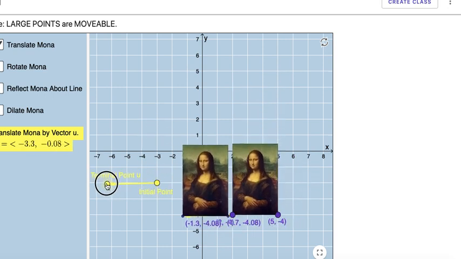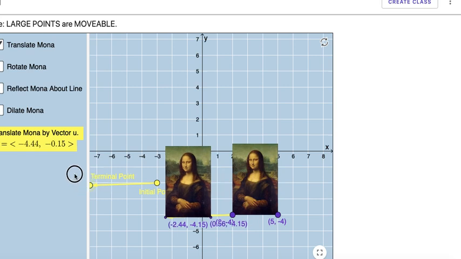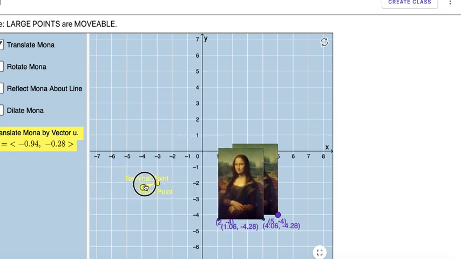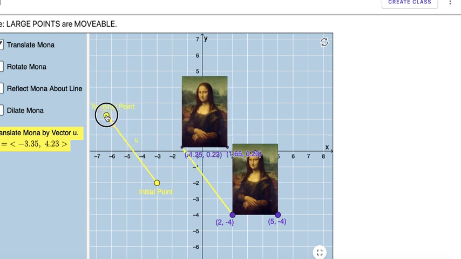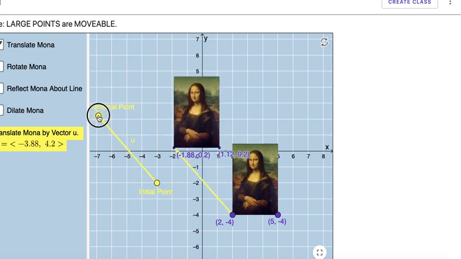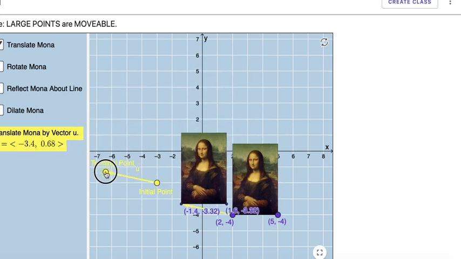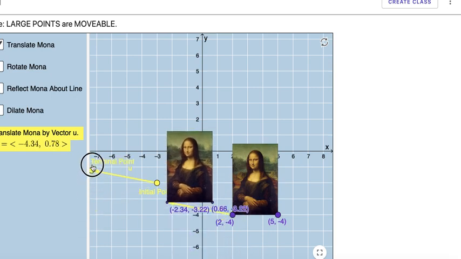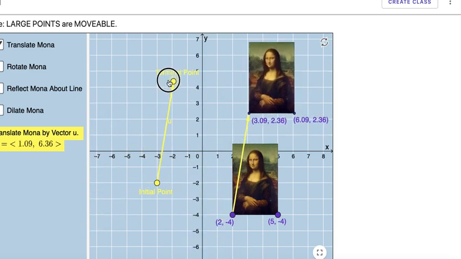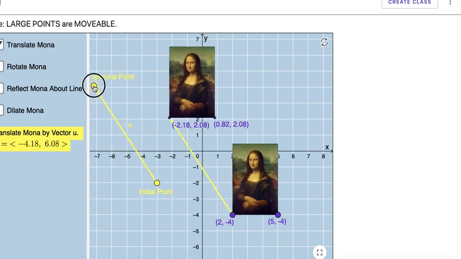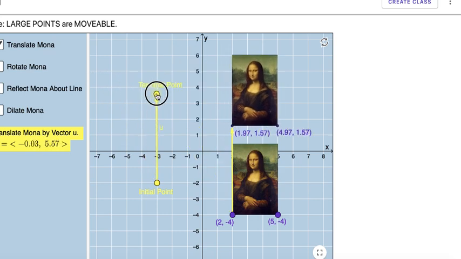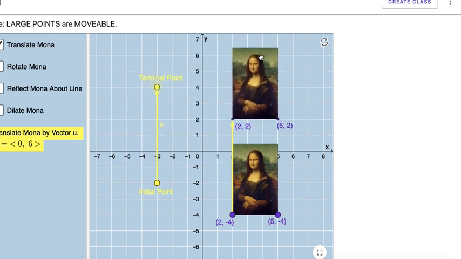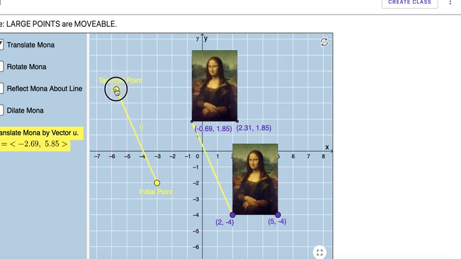I can move it to the side, and I see that's going to be a horizontal translation, but then I can also just move it diagonally, wherever. And so I see it stays the same. They're both still congruent. They're the same shape, but I am just moving where it's at. And I notice that the Mona Lisa is still in the same orientation. It's still going up and down right here, but it's just changing where it's at.